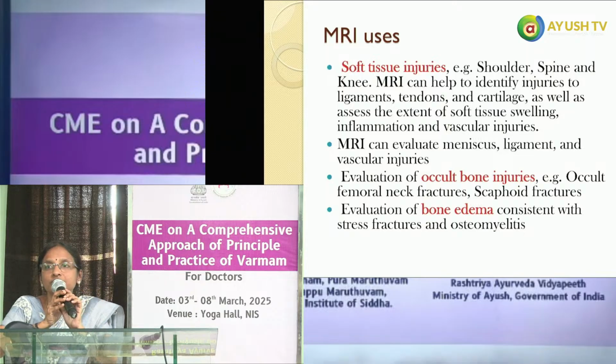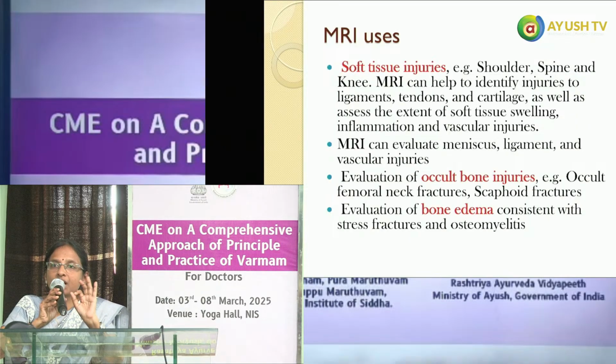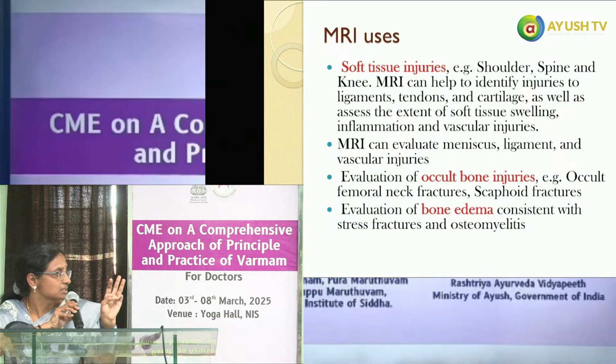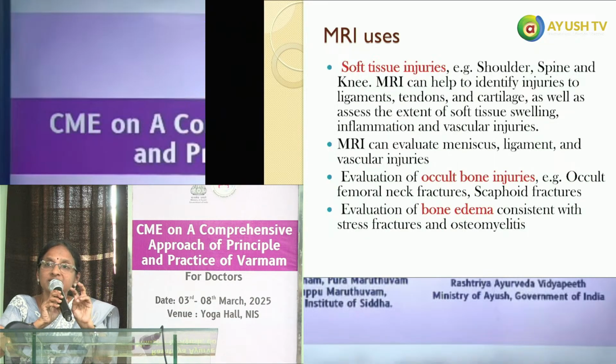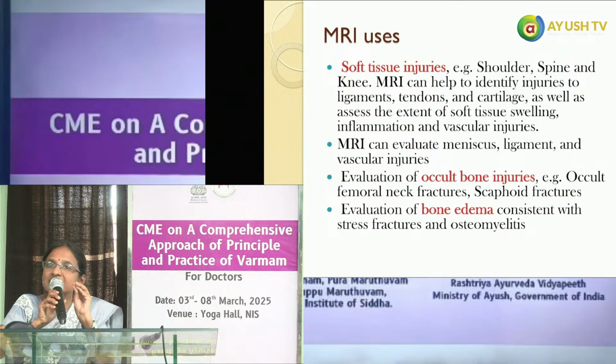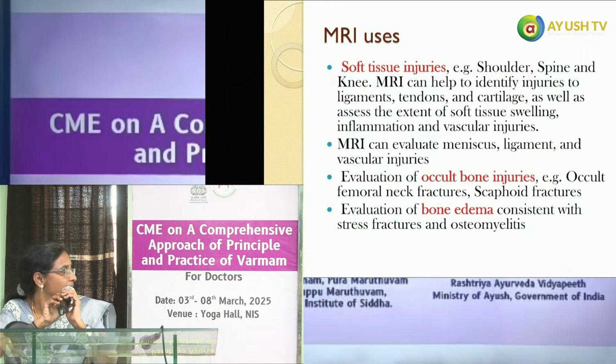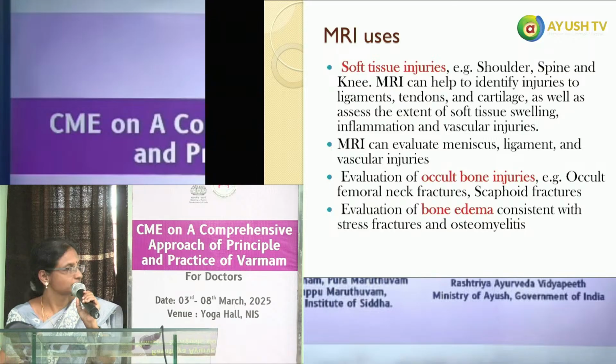Evaluation of occult bone injuries. This is what I told you earlier also. Occult bone injuries can be diagnosed with bone edema. That is mostly for stress fractures, and it is very common in the femur neck and the scaphoid. You can easily pick up bone edema in the femur neck fractures and in the scaphoid fractures. Bone edema is also consistent with stress fractures and osteomyelitis.